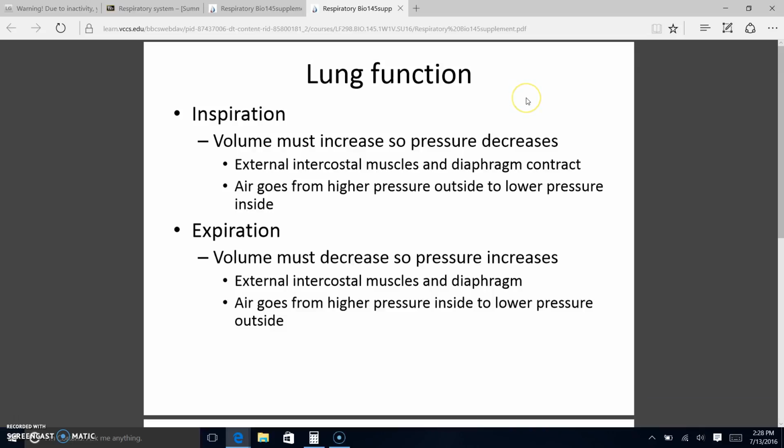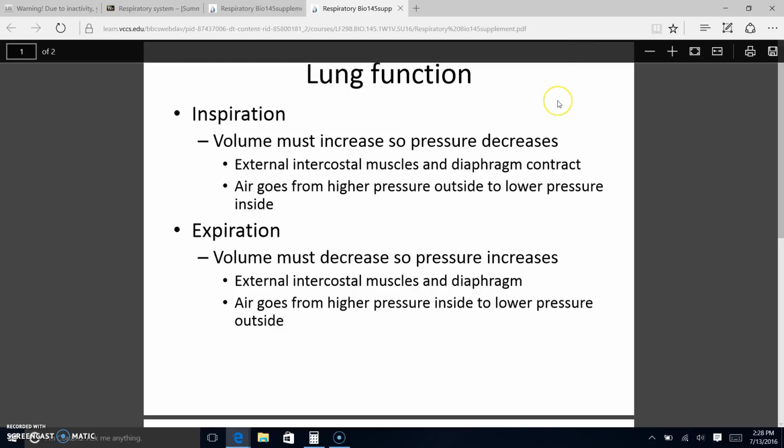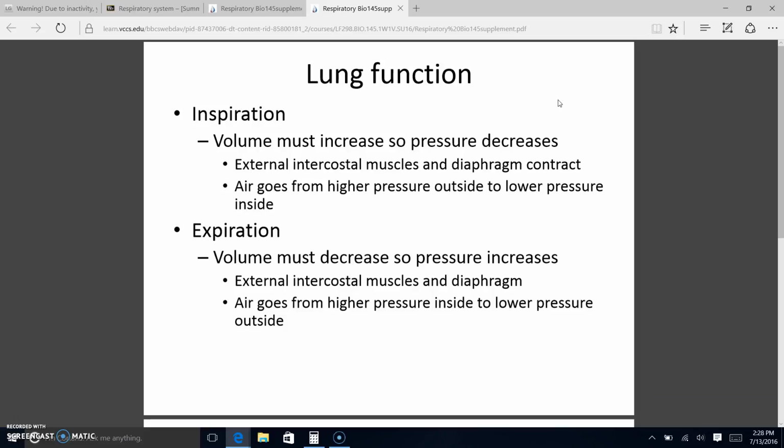So what we're doing is comparing the pressure of the air inside of our lungs to the pressure of the atmospheric air, the pressure of the molecules of air outside of our bodies. We know that molecules go from high pressure to low pressure. So what we've got to do is increase the pressure when we want to push it one way, or decrease the pressure when we want to push the air molecules a different way. So in inspiration, or air coming into our lungs, we've got to make the volume bigger so the pressure is smaller.